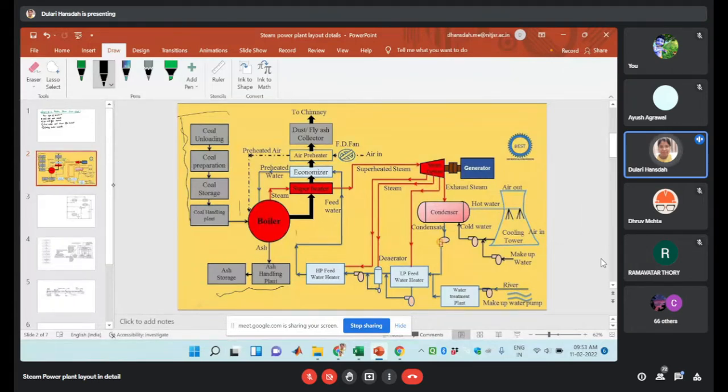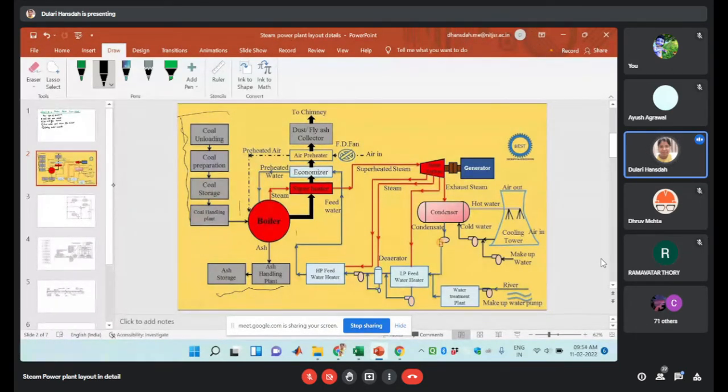In the case of the coal circuit, we have the different fuel feeding devices or coal feeding devices. In the case of the ash handling system, we have the different ash handling equipment. We will discuss them one by one in detail. So that is all about the coal and ash circuit.